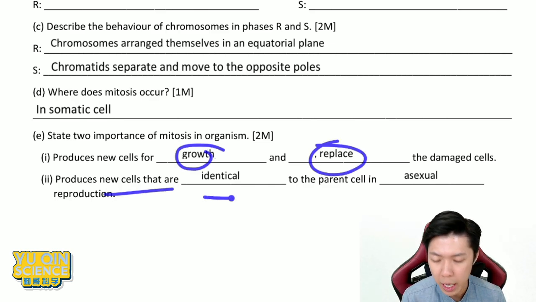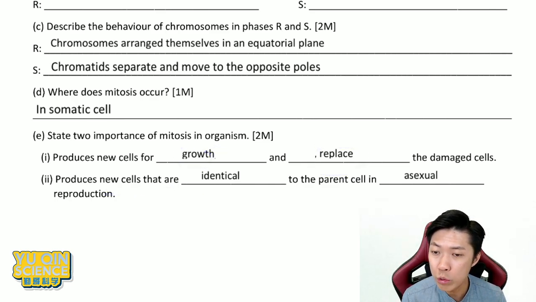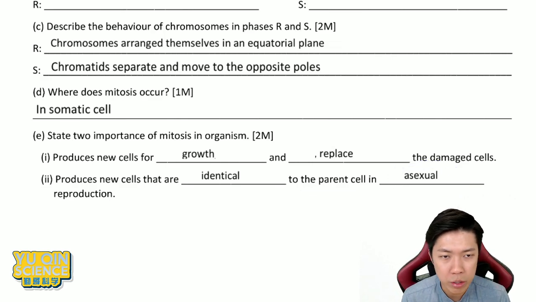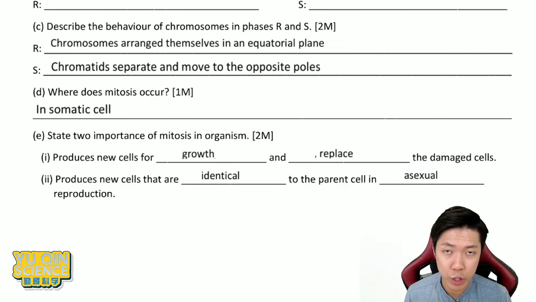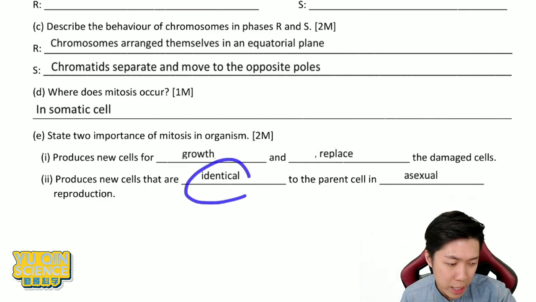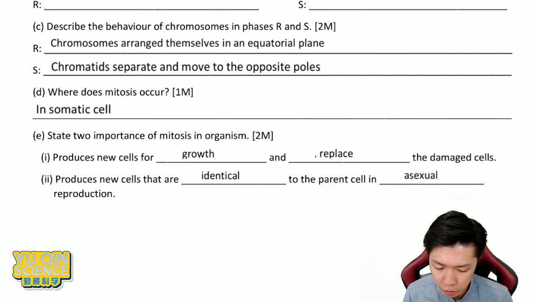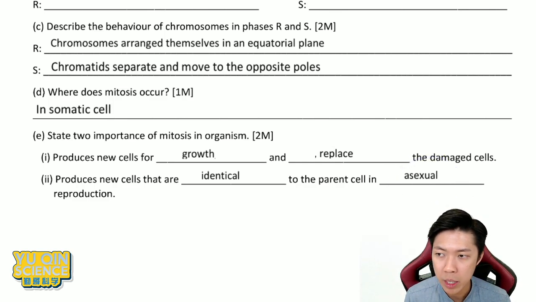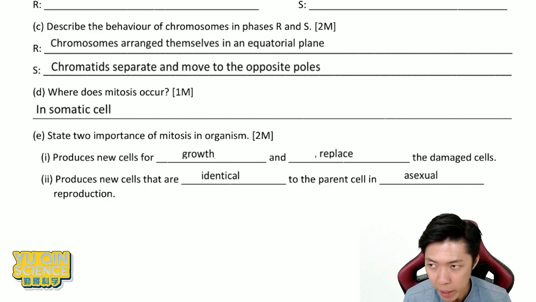Produce new cells, means two new daughter cells that are identical, same, to the parent in asexual reproduction. So asexual, or for us, cell division, is also identical. When you repair your skin, it's identical to the original parent cell. For asexual reproduction in microorganisms, also identical. So hence, it's just another way of saying it, okay? All good. All right, cool.